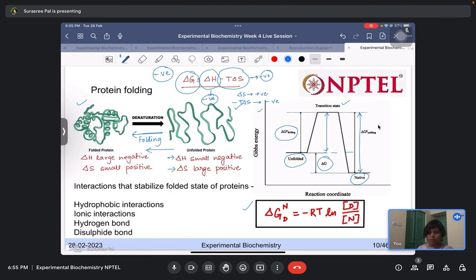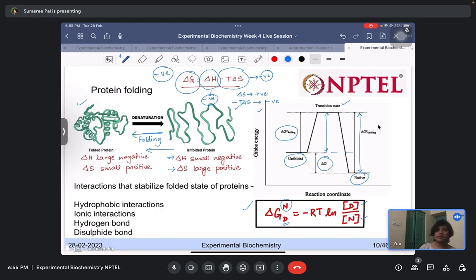And this is another equation by which you can calculate the value of delta G, the delta G of the native state with respect to the denatured state. This is nothing but minus RT ln K, where K is the ratio of the concentration of the denatured state to the native state. So delta G equals minus RT ln K, or here it is written as minus RT ln D by N.